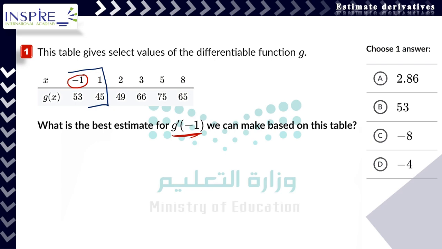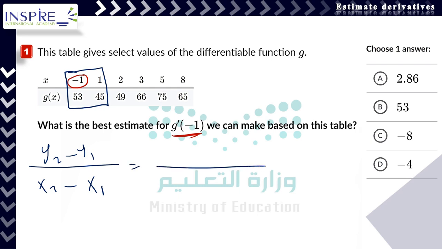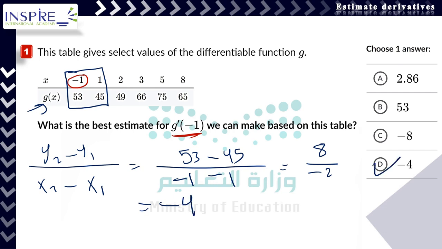So we will use these 4 numbers, and we will use y2 minus y1 over x2 minus x1. It is a rule of our slope. Okay, just don't be confused. We will use in y1 which is g of x. So it will be 53 minus 45 over negative 1 minus 1, and it will be 8. Yes, 8 over negative 2, which is equal to negative 4. So we will choose negative 4.